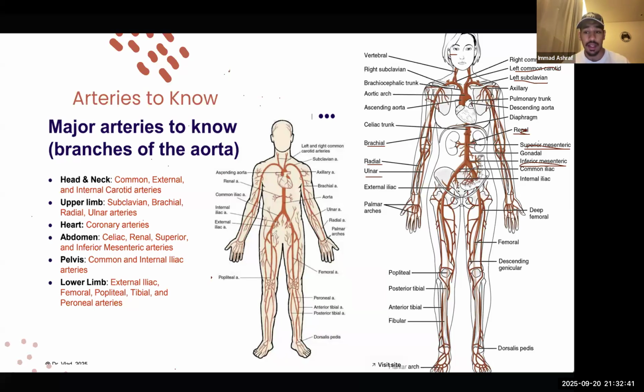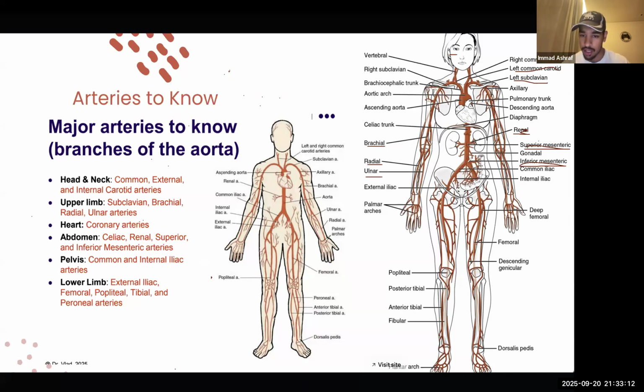And then you have the pelvis. So once you're done with the abdominal aorta, okay, it divides into two. There's two common iliacs. When the abdominal aorta is done dividing, there's two common iliacs. And the common iliacs divide into two further, an external iliac and an internal iliac. The external iliac then continues as the femoral artery.